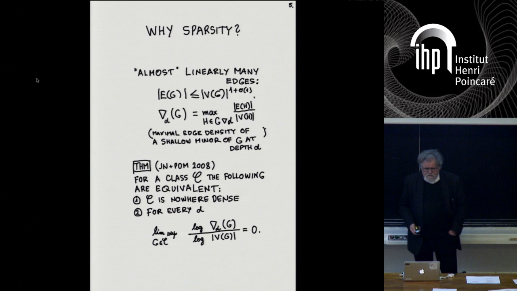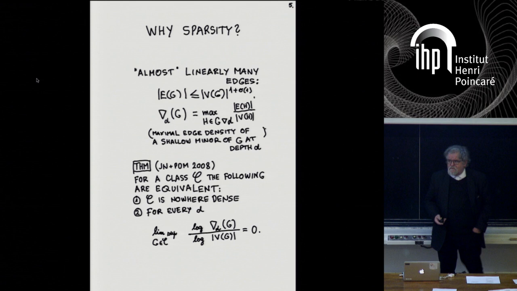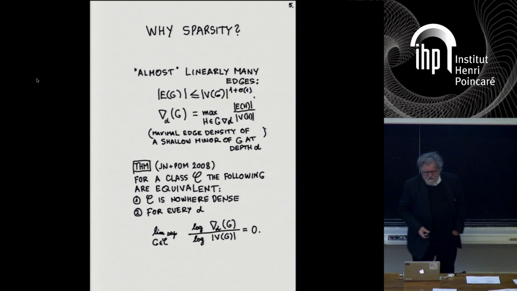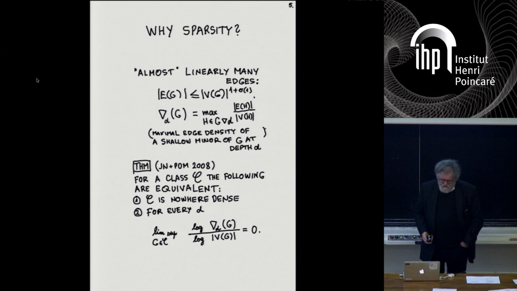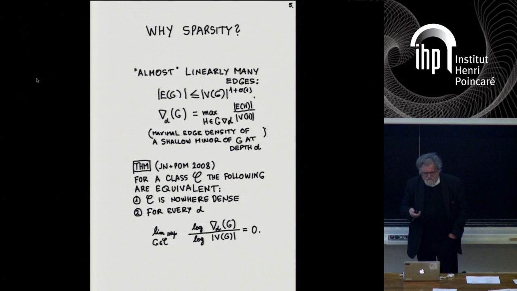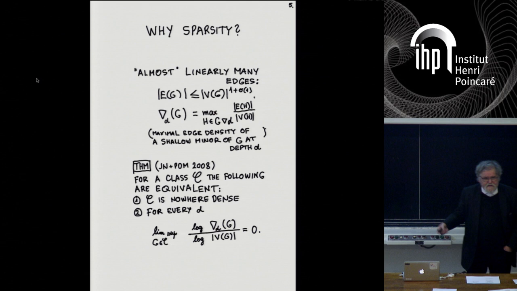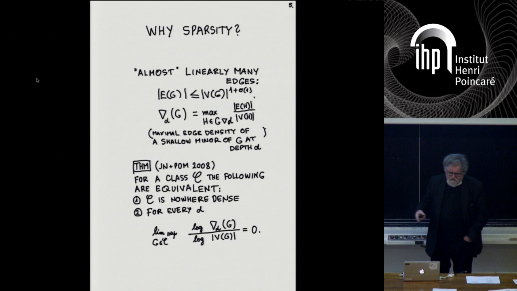If you want to write it formally, denote by d the maximum average degree of shallow minors of the graph G, taken locally. Then the class is nowhere dense if and only if the logarithmic density of this edge density is zero. So the number of edges is bounded by the number of vertices to the power 1 plus little o of 1. That takes some work to prove; it's fine combinatorics, fine graph theory. It is basically a refinement of the statement that if a graph is dense, then it contains a big minor.